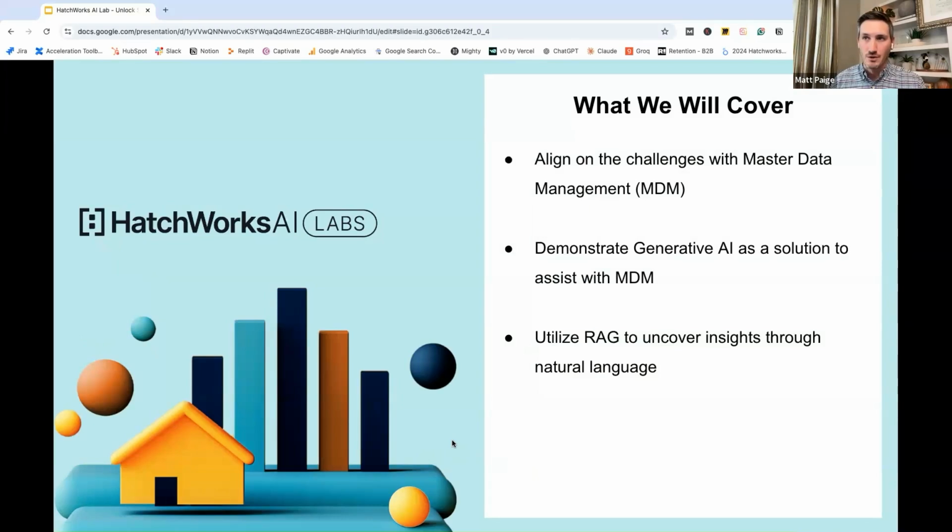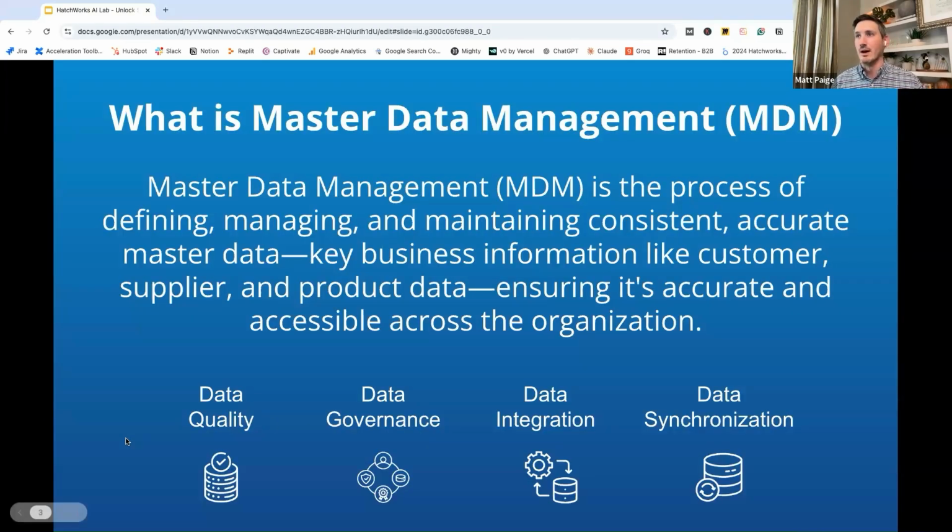But I'm going to first turn it over to Omar to give us a rundown of what MDM is, set some context for us before we start diving into how Gen AI can be used in this space.